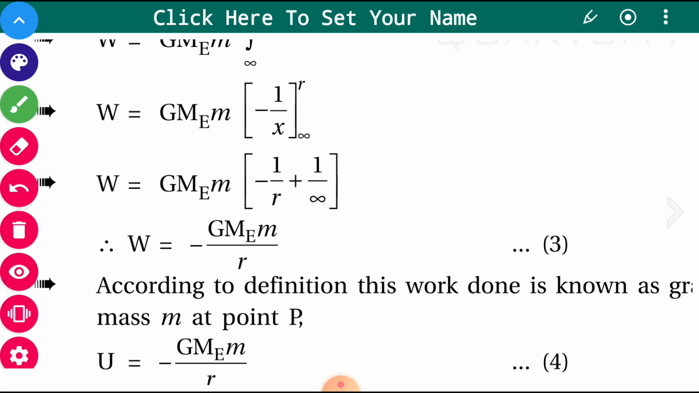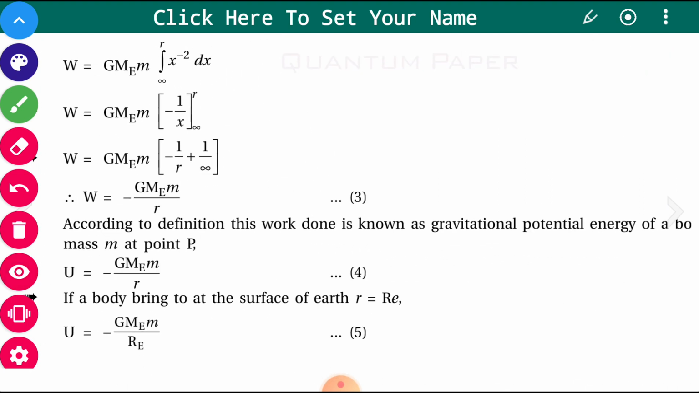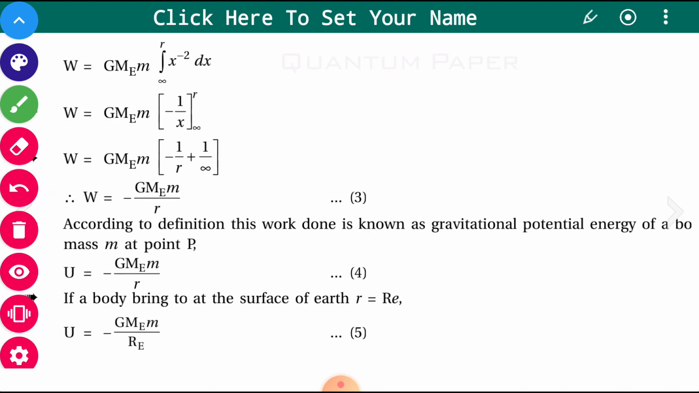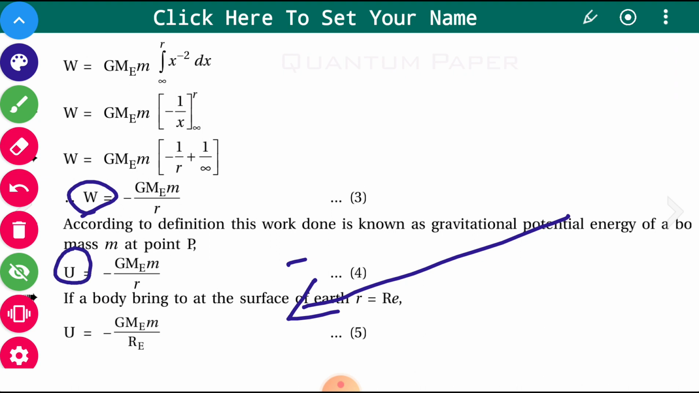Now according to the definition, this work done is known as gravitational potential energy of the body, which is now denoted by, instead of W you write capital U. Okay, so it becomes minus G Me m upon r, which is the gravitational potential energy.